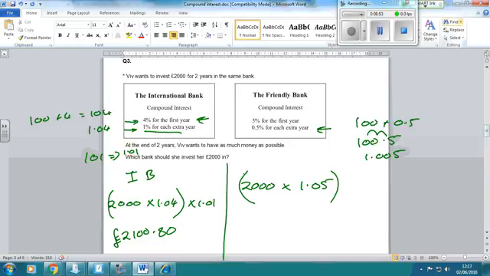So once we've got our answer here, whatever that turns out to be, we times it by 1.005. So 2,000 times by 1.05 for the first one, times by 1.005, and that gives us 2,110.5, which is £50. So 50 pence. So we get an extra £9.30 if we go with this bank.